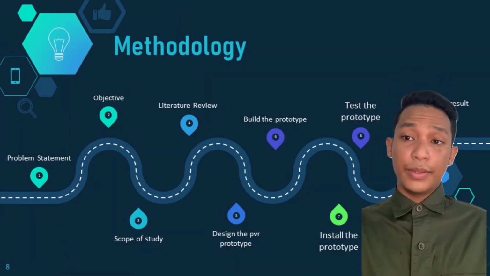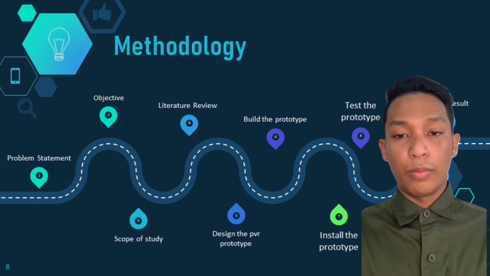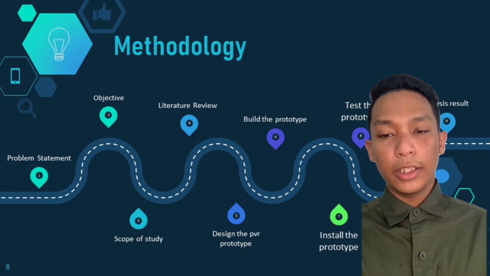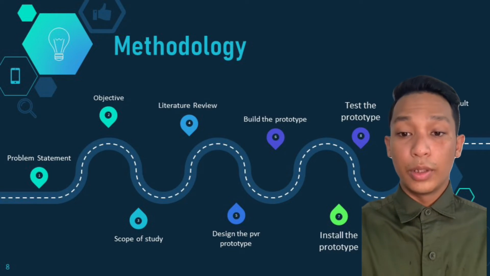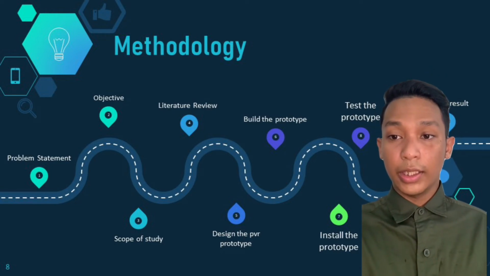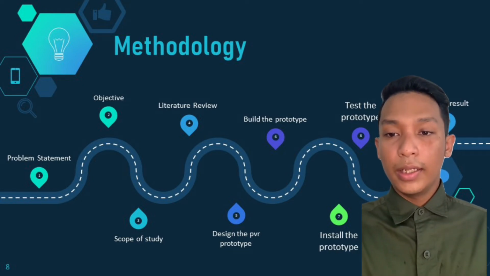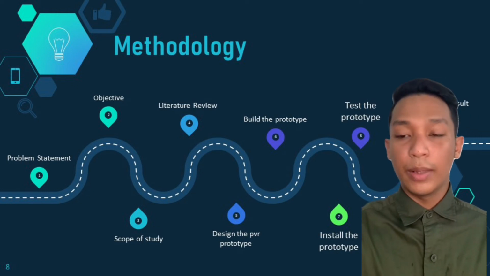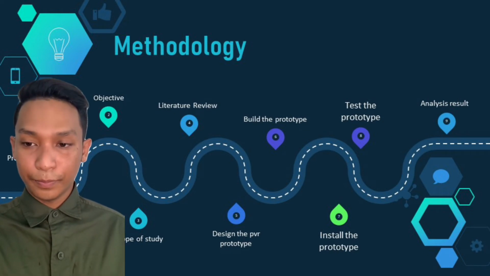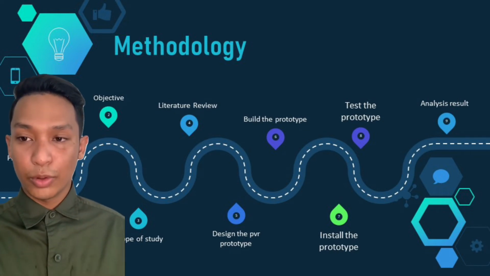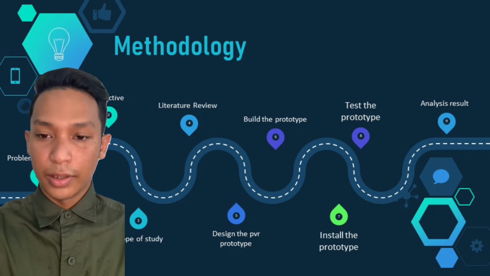Okay, let's continue with the methodology. The first is the problem statement, where we explain the problem of the Kinta River. The next one is the objective, where we explain our objective for this study. The next is the scope of study, where we explain what happened to the Kinta River. The next one is the literature review. Number 5, we design the PVR prototype. Then number 6, we build the prototype. The next one is we install the prototype. And finally, we test the prototype and get a final analysis result.